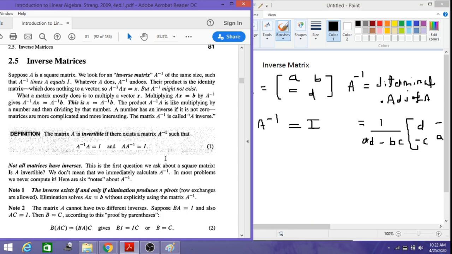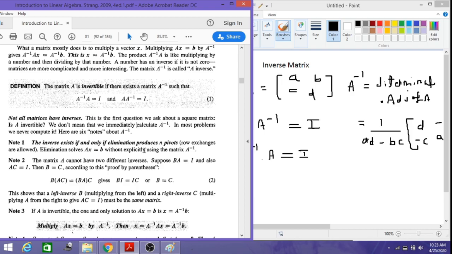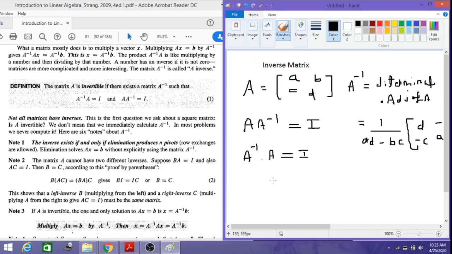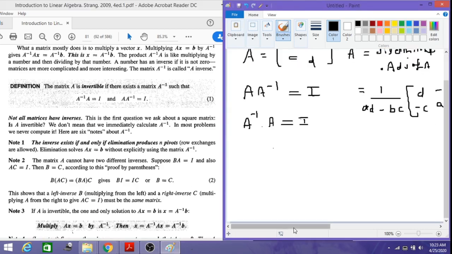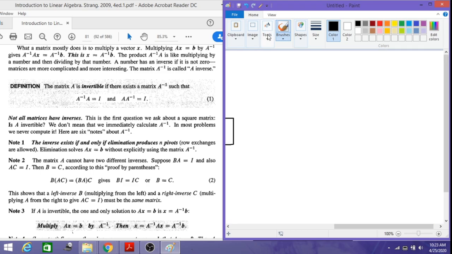So here the definition is that the matrix A is invertible if there exists a matrix A inverse such that A inverse into A is equal to the identity matrix, or this can also be in the other form, that is A into A inverse will also be an identity matrix. Now there are a few things that we have to remember here, so we'll take it as notes now. So let me write that note point here.